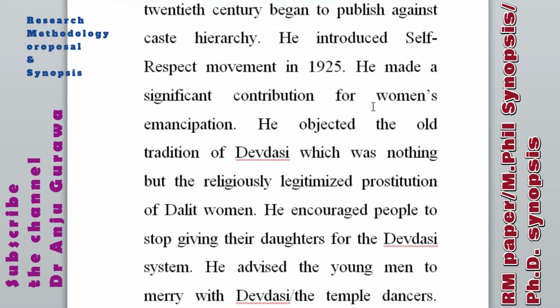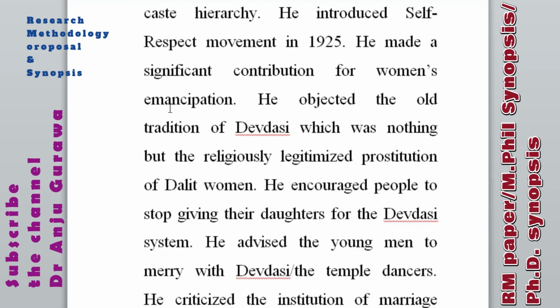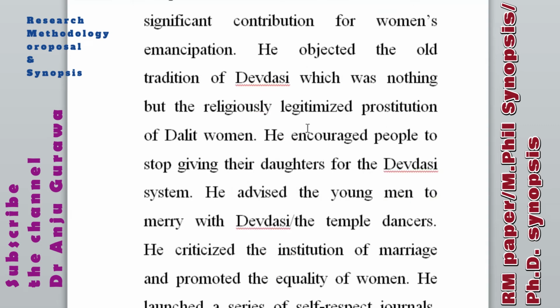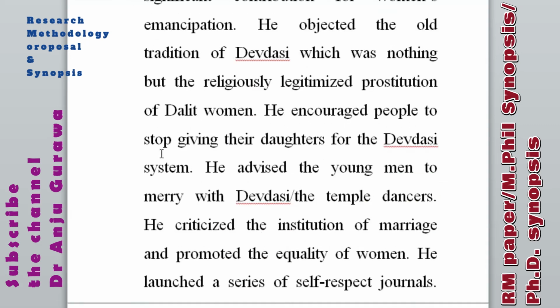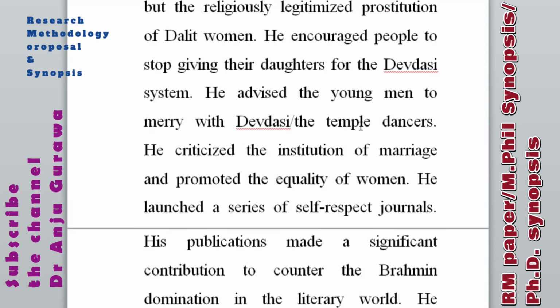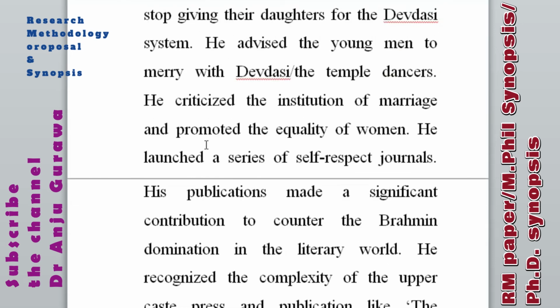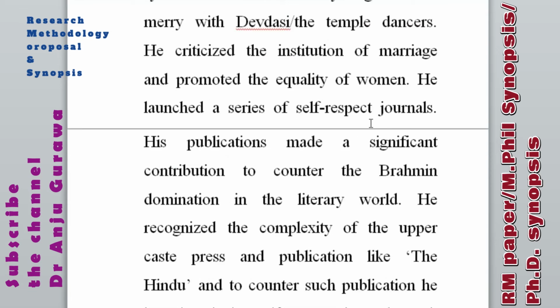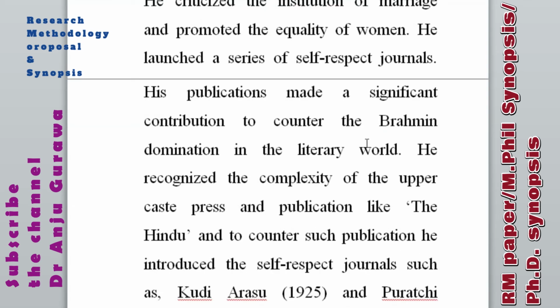Later on, Periyar E.V. Ramaswamy, a well-known social reformer of the early 20th century, began to publish against caste hierarchy and introduced the self-respect movement in 1925. He made a significant contribution to women's emancipation. He objected to the old tradition of Devadasi, which was nothing but religiously legitimized prostitution of Dalit women. He encouraged people to stop giving their daughters to the Devadasi system. He advised young men to marry Devadasis, the temple dancers.